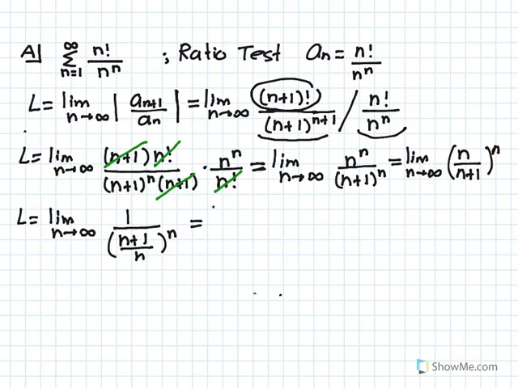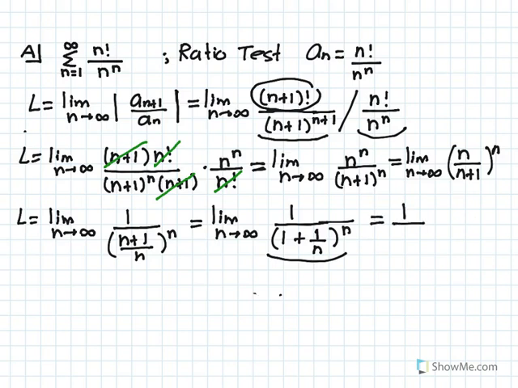Now divide through, do some algebra, we get the limit as n approaches infinity, 1 divided by 1 plus 1 over n to the power of n. Now this limit in the denominator is a special number e, so this is equal to 1 over e, which is of course less than 1, so the series converges by the ratio test.